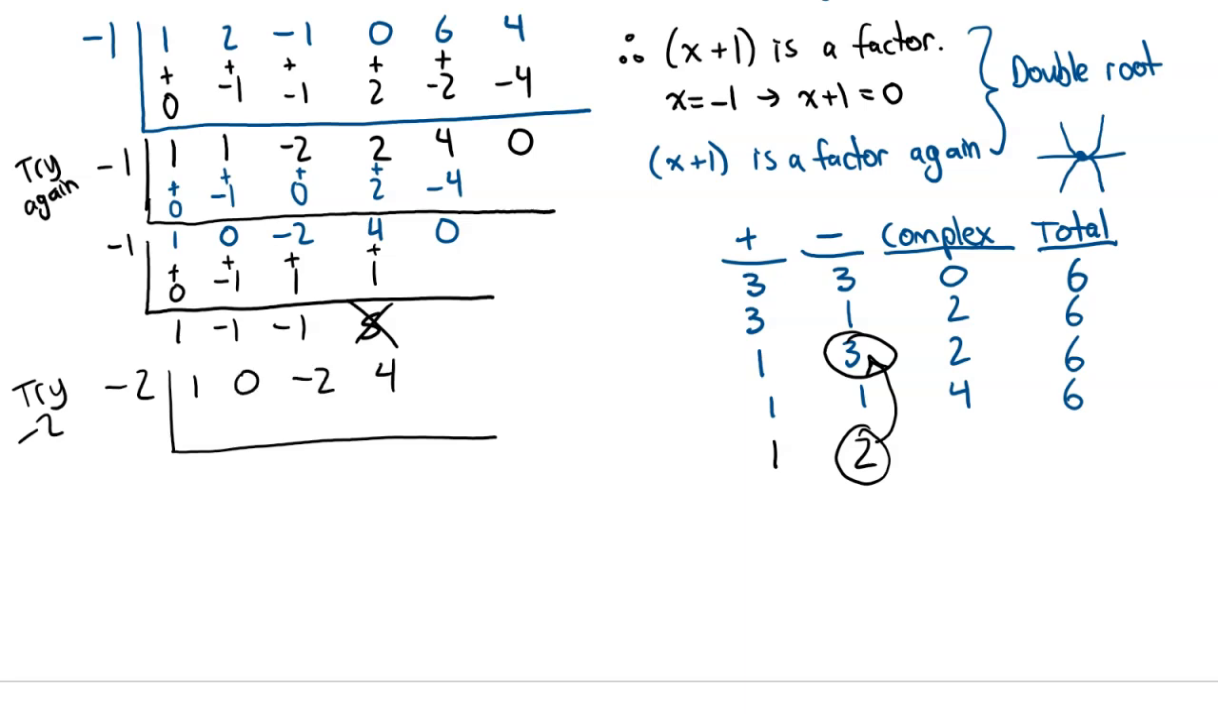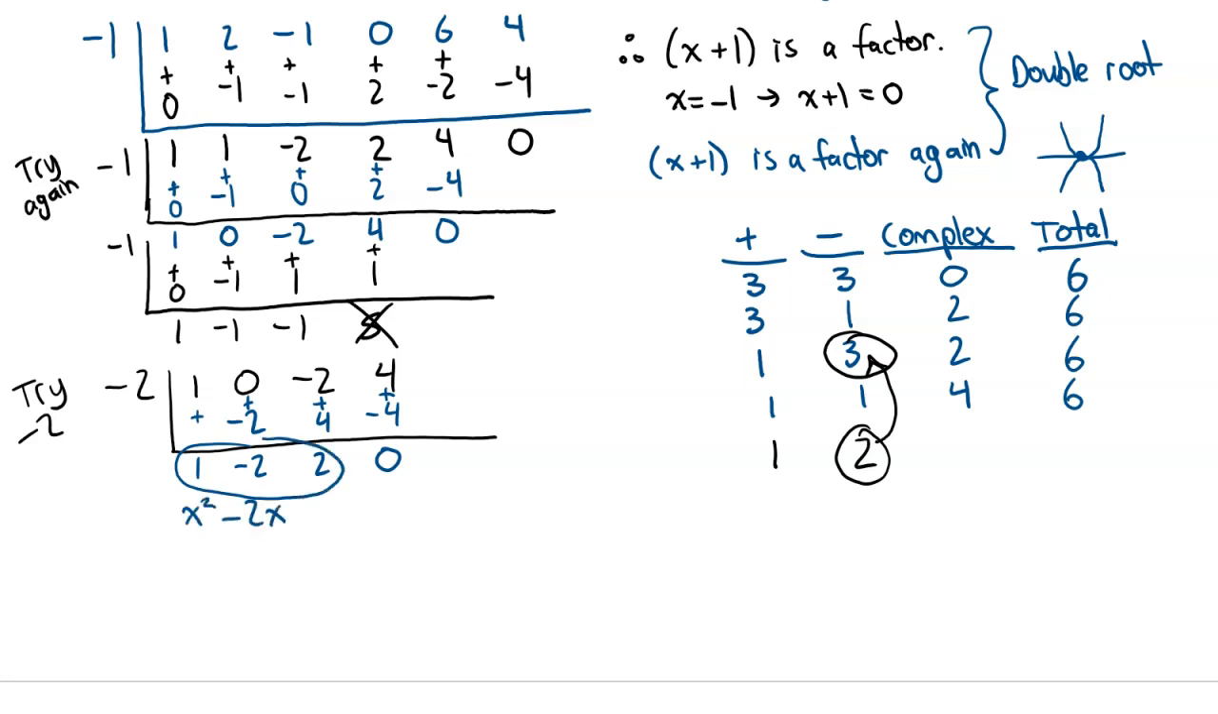But negative 2 works. When I go ahead and do synthetic division with negative 2, 1 times negative 2 is negative 2. Add that up, negative 2. Negative 2 times negative 2 is 4. Add that up, we get 2. 2 times negative 2 is negative 4. And when you add that to 4, you get 0. And so finally we have it down to a quadratic.